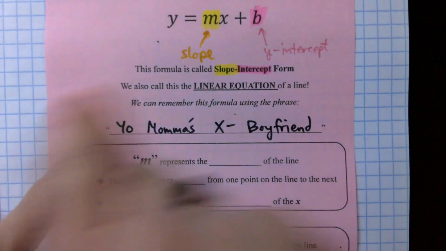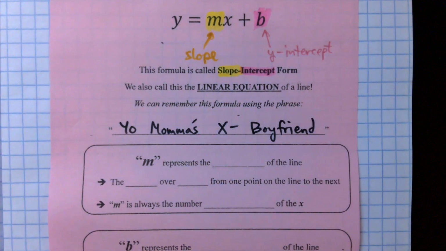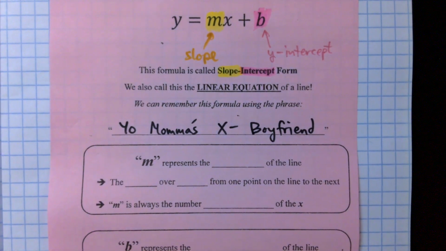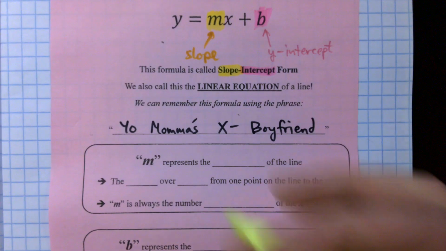So just remember yo mama's ex-boyfriend. Okay, that's the formula that we're going to use. Again, this formula is going to be the basis of our work for the rest of the term. Okay? Yo mama's ex-boyfriend. Again, the M, like we said, represents the slope.